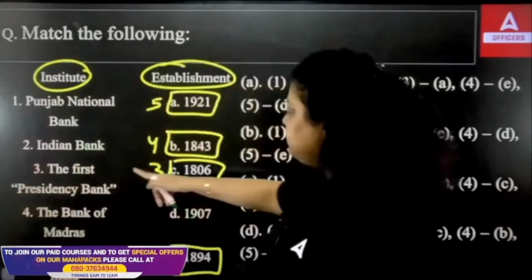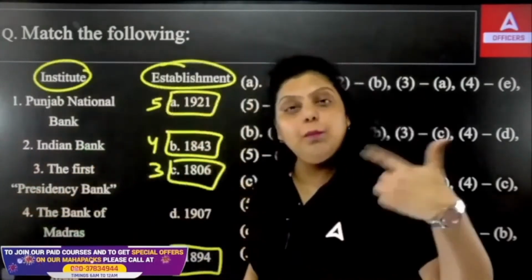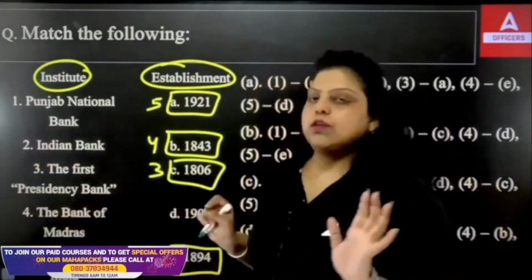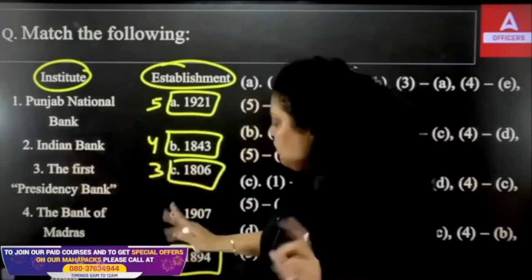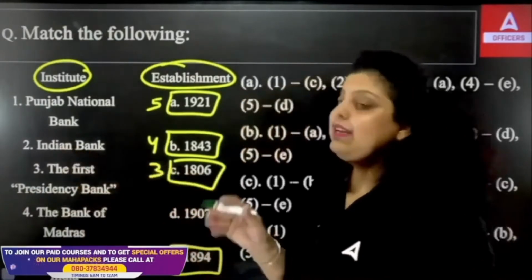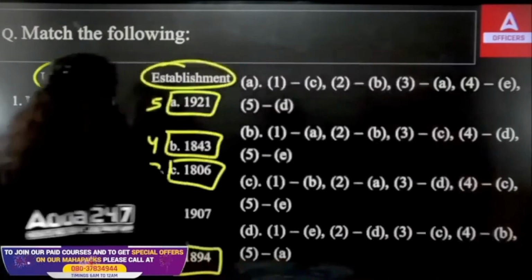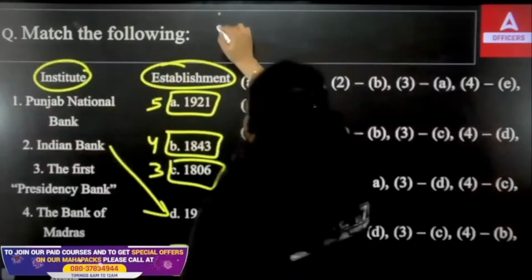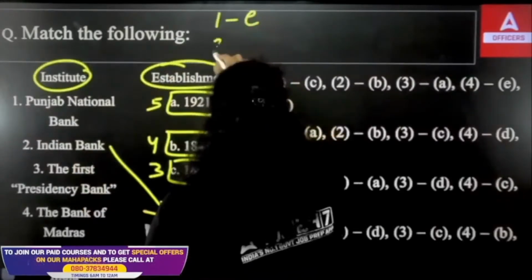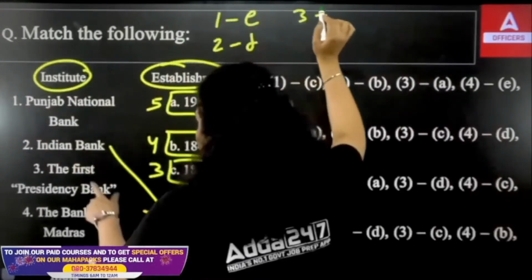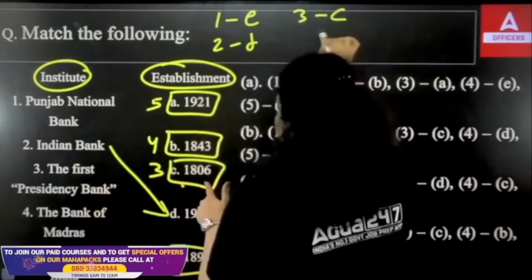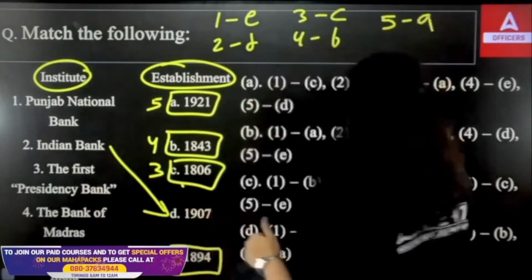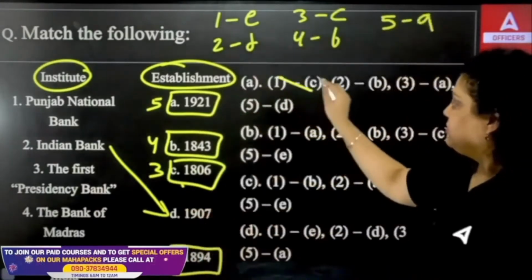One more Presidency Bank was there. The first Presidency was Bank of Bengal. The second was Bank of Bombay, established in 1840. And the third was Bank of Madras, established in 1843. It means the Indian Bank was 1907. So I really didn't know the establishment of Indian Bank, but now do remember, Indian Bank was established in 1907. So the first is E, the second is D, the third is C, the fourth is B, and the fifth is A.